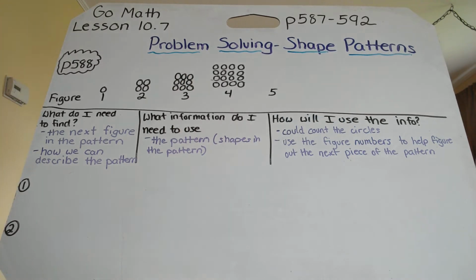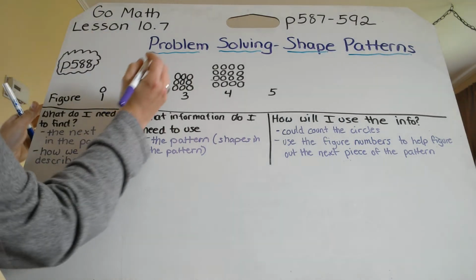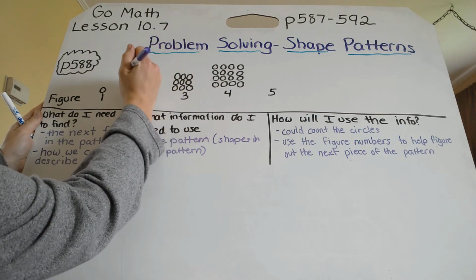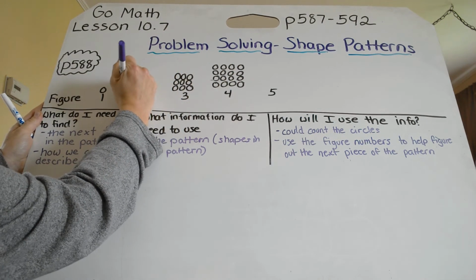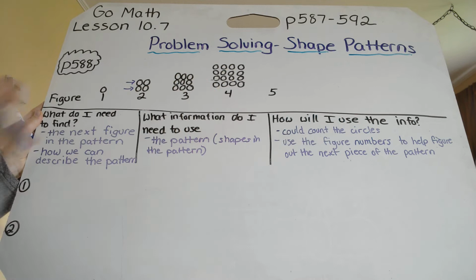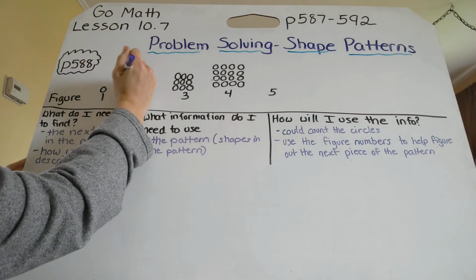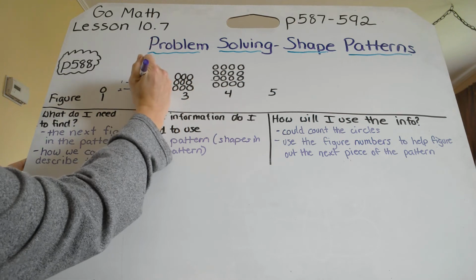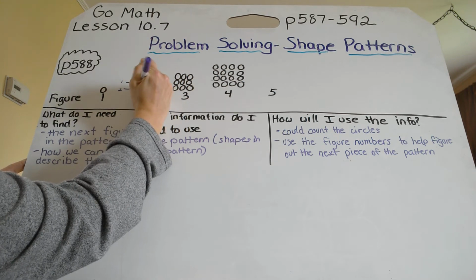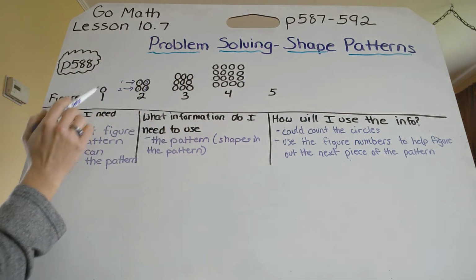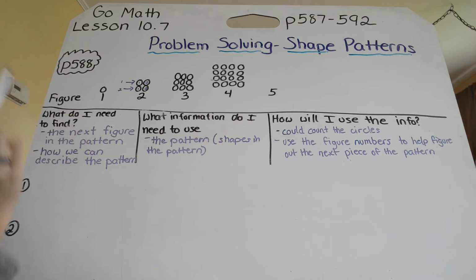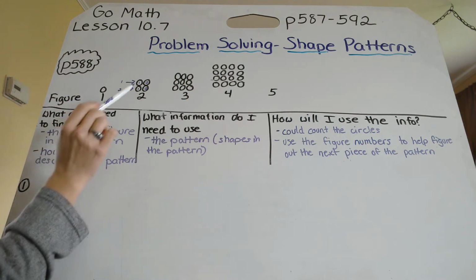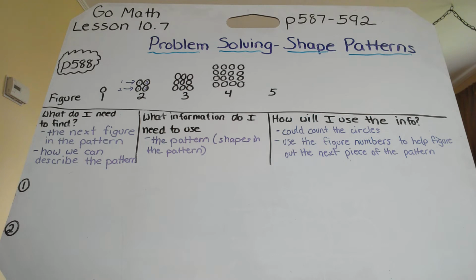Yup, shout it out. Come on. So in this figure, we have 2 rows and 2 circles in each row, okay? So here's 1 row, here's 2 rows, here's 1 circle, 2 circles, 1 circle, 2 circles. So in figure 1, we have 1 row, 1 circle. Figure 2, we have 2 rows, 2 circles. Look at figure 3. What's going on there?